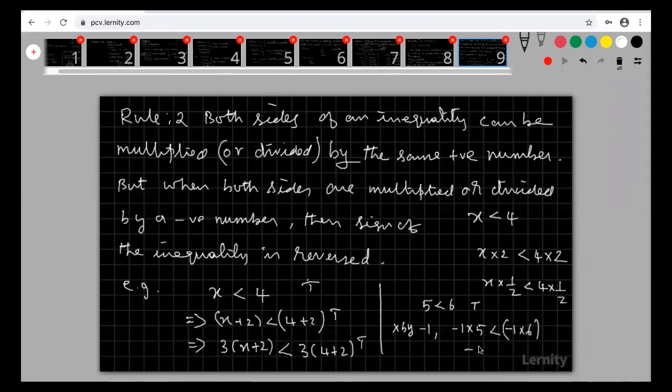What is the answer I am getting? -5 and -6. Look at that. Is this true or not? -5 is less than -6. Is that true or not? This is not true. Why? Go to the number line. Yes.